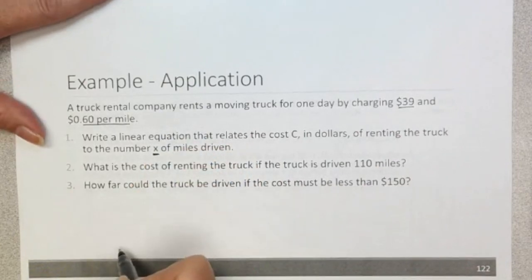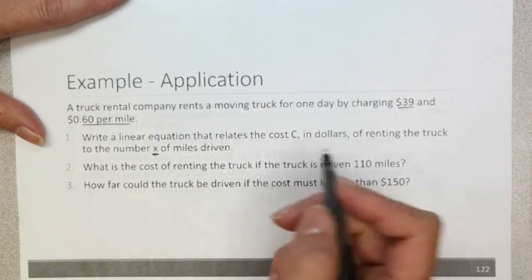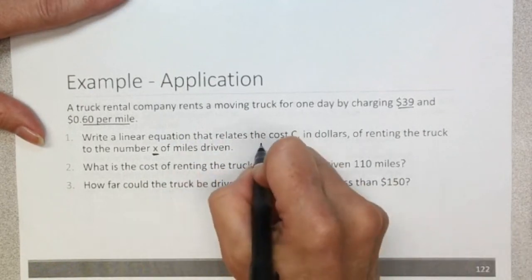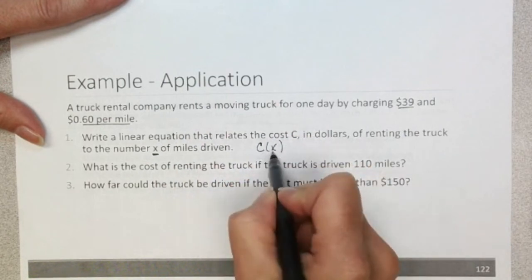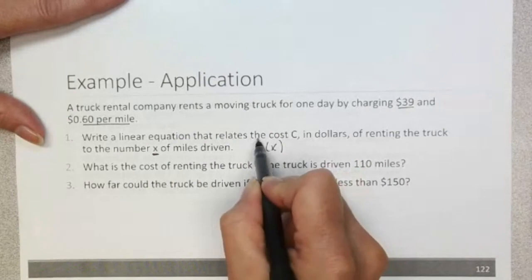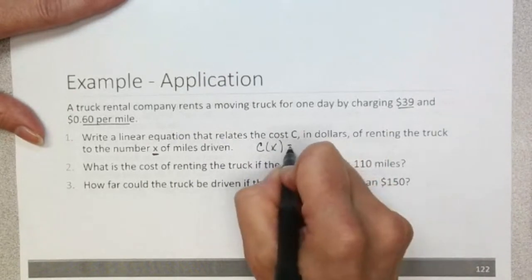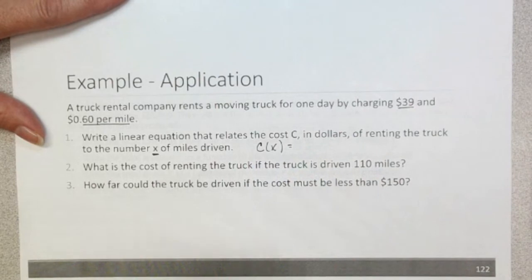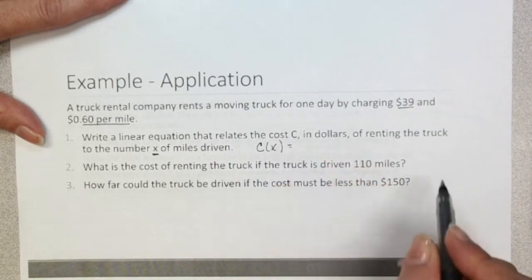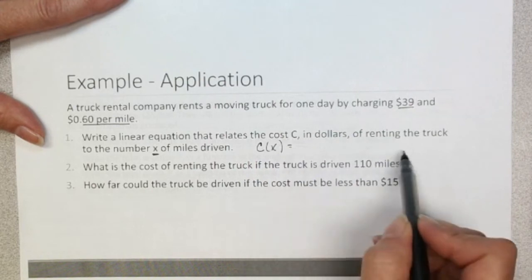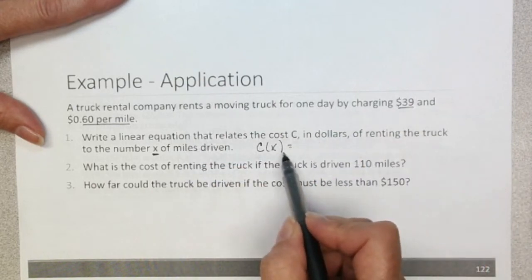So what we're doing here is writing a cost function, and it's a function of the number of miles driven. We might call that C of X, cost as a function of X, or cost as a function of the number of miles driven. The independent variable is how many miles are driven with this moving truck. So what is the rule to determine that cost, or how can I write this algebraically?